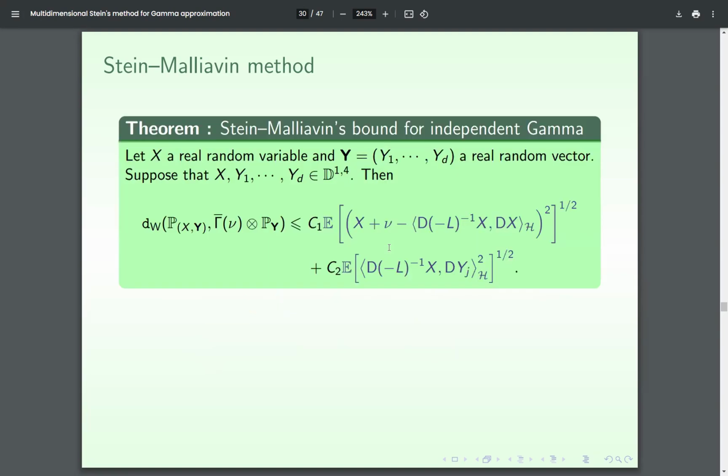So there it is. We have a theorem which is quite general, I think, still. So we are given X a real random variable, Y a real random vector, sorry. We suppose that X, Y are differentiable in the Malliavin sense. I don't specify what it is, but we just need that we can compute the derivative of those quantities. Then we can show that there are two constants C1 and C2, so that the Wasserstein distance between the law of the couple (X, Y) and the independent product of the gamma distribution and the law of Y can be written as the sum of two terms.